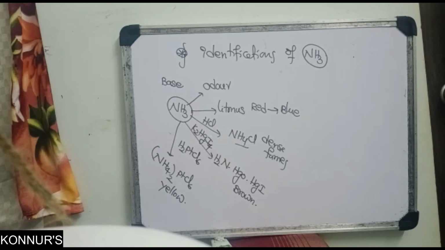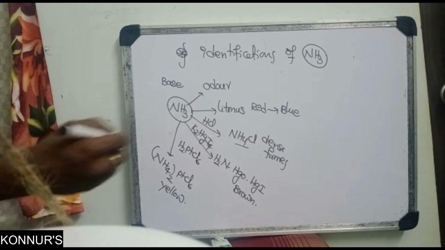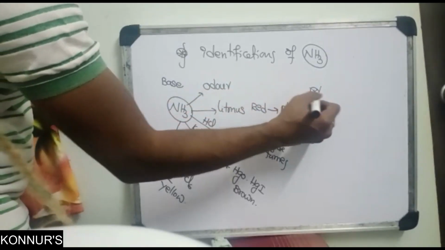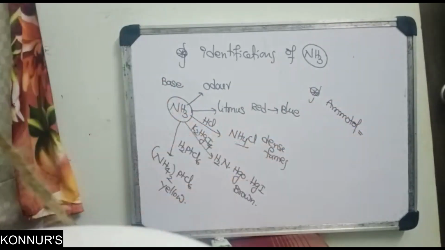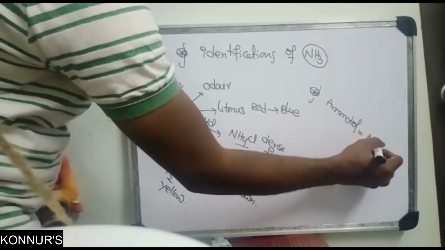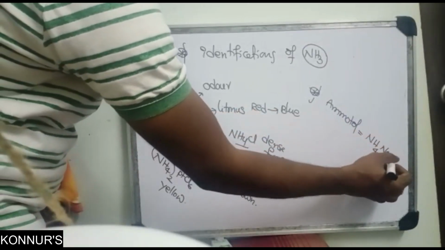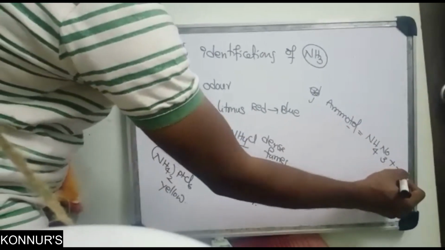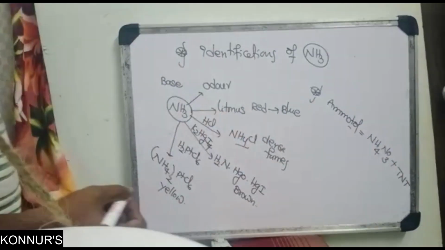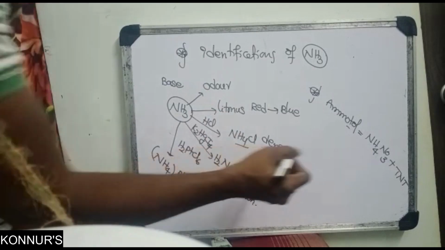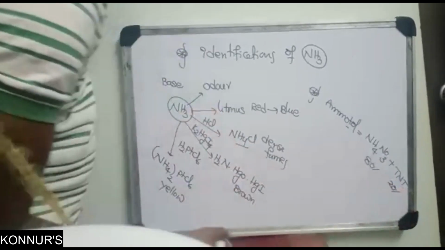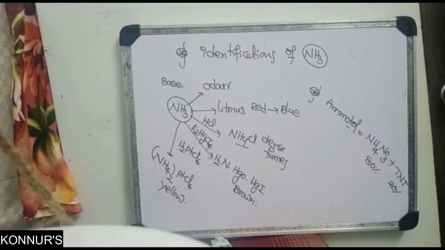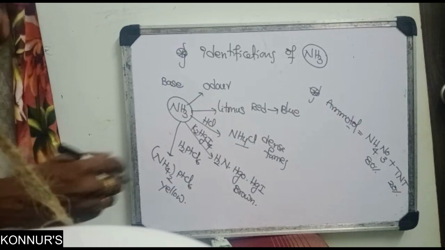Next, some important ones: ammotol and ammonal. Two important compounds. Ammotol: ammo means ammonium nitrate, plus tol, that is TNT, trinitrotoluene. In that combination, ammonium nitrate is 80% and trinitrotoluene is 20%. So these are explosives actually.